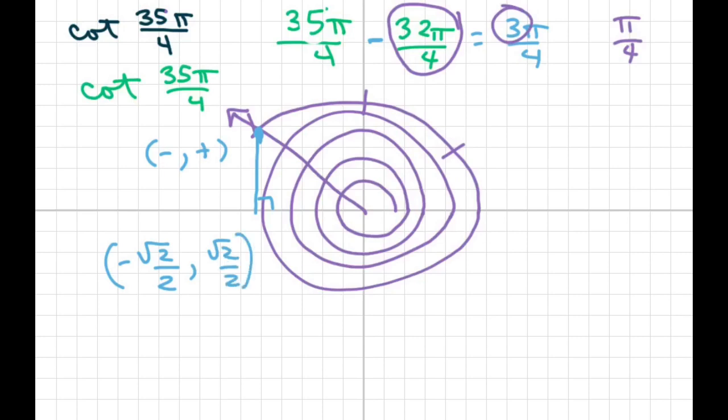Cotangent is x over y, so I'm just dividing these two. They're the same number, so we just get negative 1.